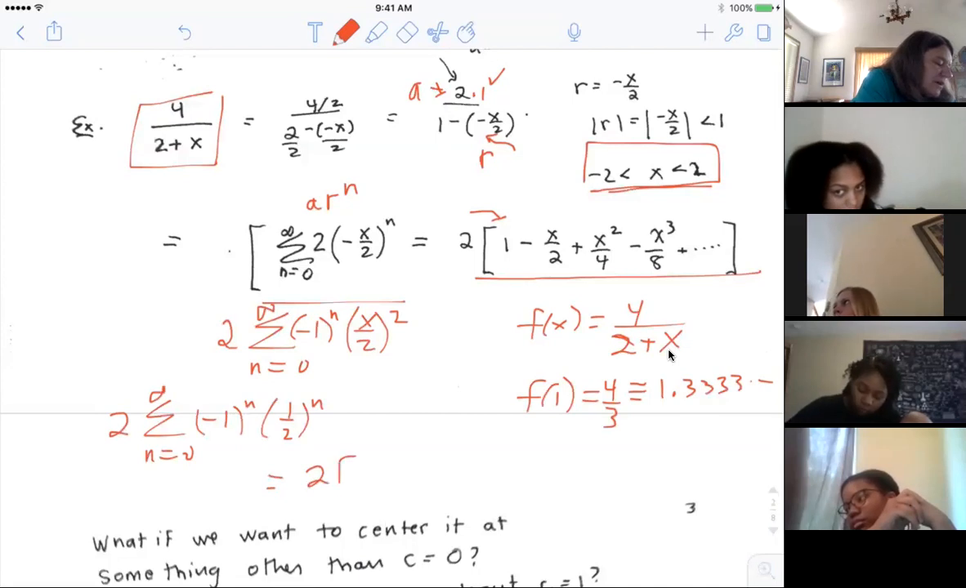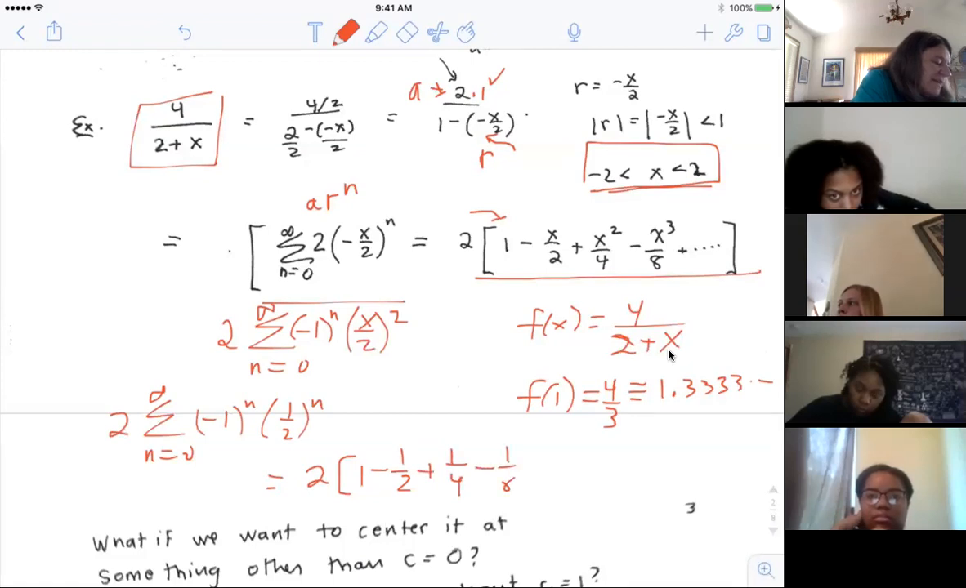It would look like, if I let n be 0, it would be 1. If I let n be 1, it would be minus 1/2. If I let n be 2, it would be plus 1/4. You kind of see what's happening here. If I let n be 3, it would be minus 1/8. If I looked at the sequence of partial sums here, I'm going to have a 2 here, but the first one would be 2 times 1. So that's 2. The next one would be 2 times 1 minus 1/2.